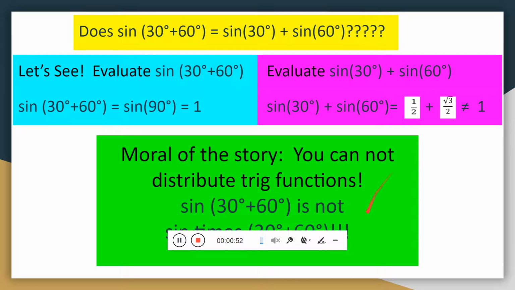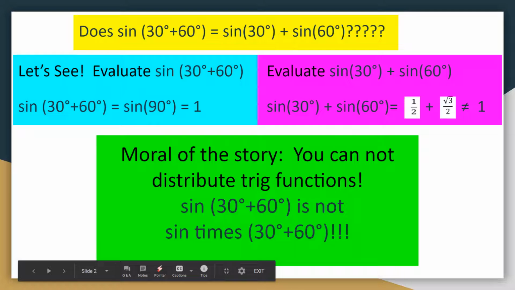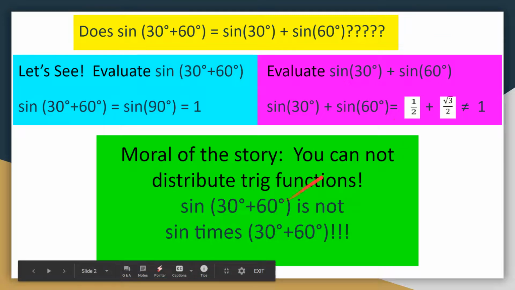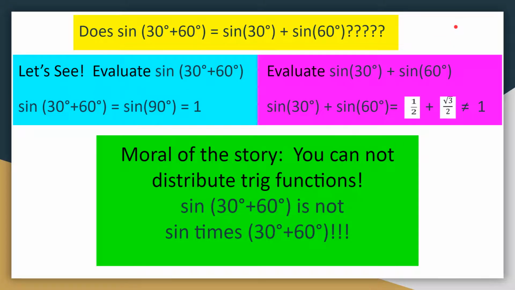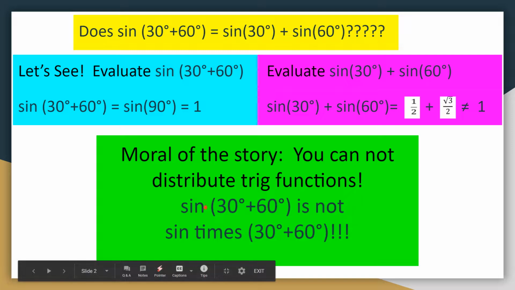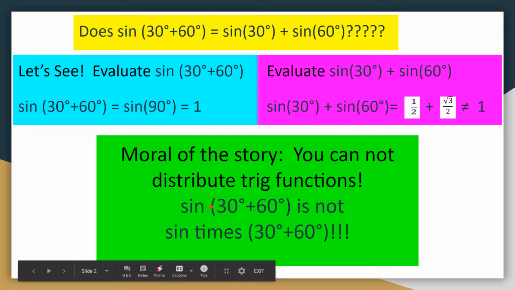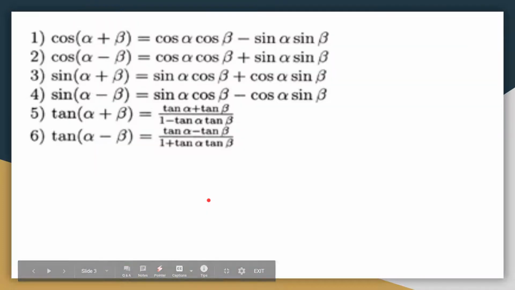So the moral of the story is this. You cannot distribute the trig functions. Sine of 30 plus 60 is not the sine times 30 plus 60. There is no multiplication in here. And this distributive property applies to multiplication, and this is not a multiplication problem.